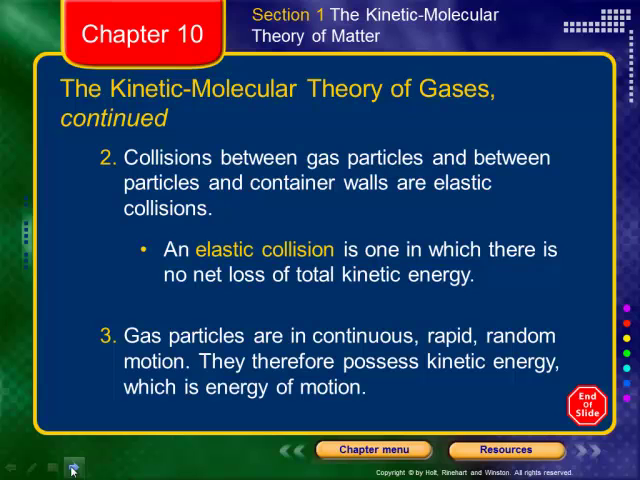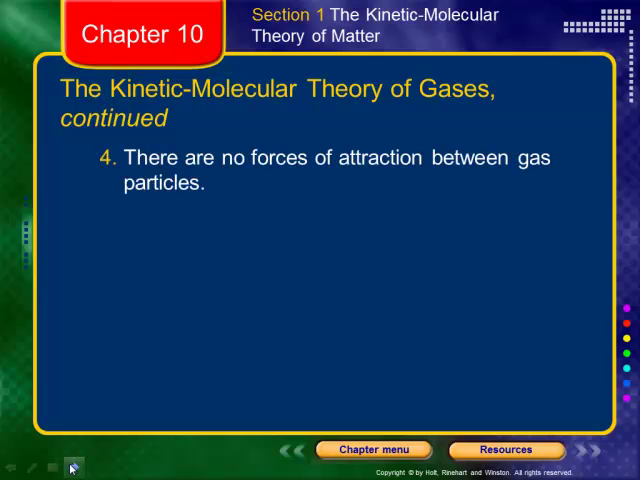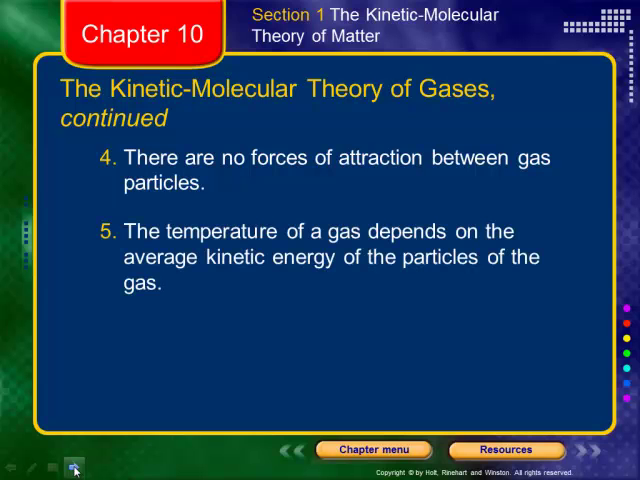In a gas, the particles are in continuous, random, rapid motion. So each particle has kinetic energy. Then there are no forces of attraction between the gas particles. In other words, 2 gas particles, when they get near each other, do not have a tendency to attract each other. Now, this is one of the places where, with a real gas, we find some differences between the ideal gas and a real gas, because most gas particles do have some attraction for each other. However, that is usually relatively small, especially when compared to the energies of the particles.